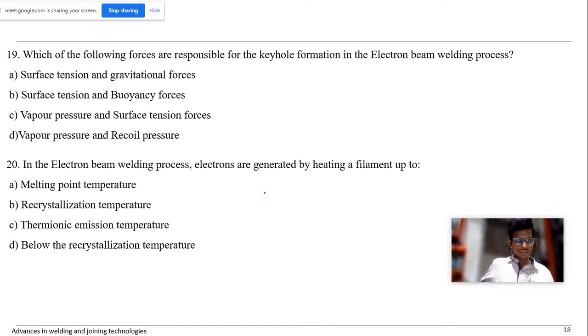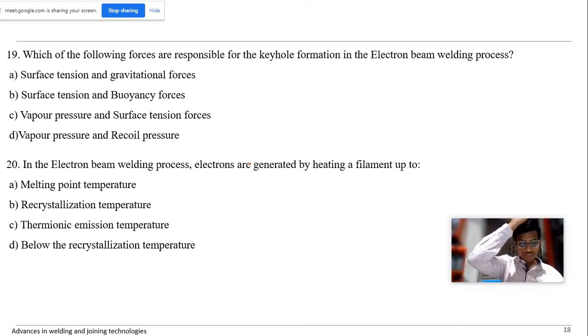In electron beam welding, this is the last question. In the electron beam welding process, electrons are generated by heating a filament up to... I think one of the questions in last year's assignment was also related to this. It is thermionic emission temperature. If we heat an element, even in electric bulbs, you can get this kind of principle. That means if we are heating a normal zero-watt bulb also, we raise the temperature because of the resistance heating, because of the resistance, recoil pressure.